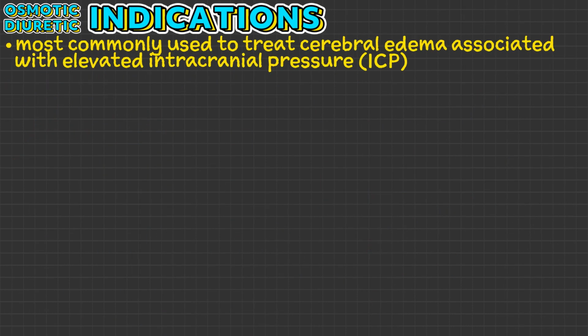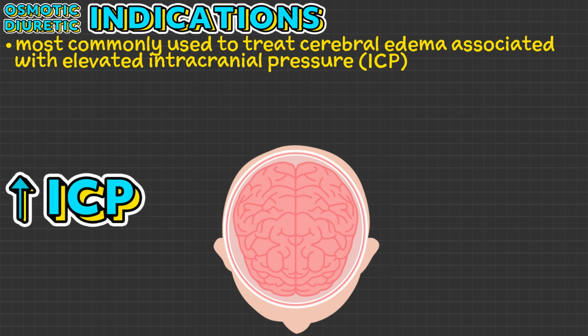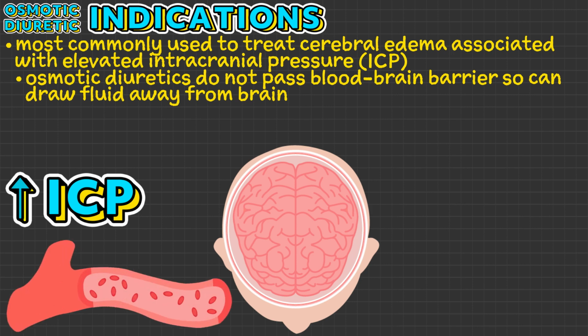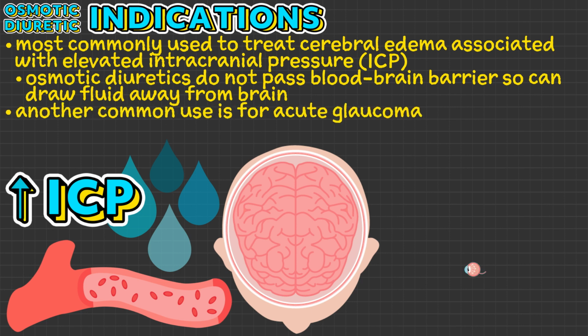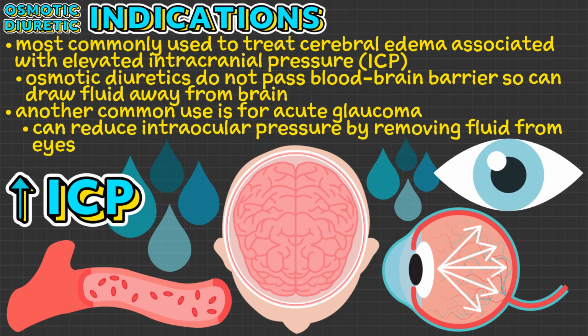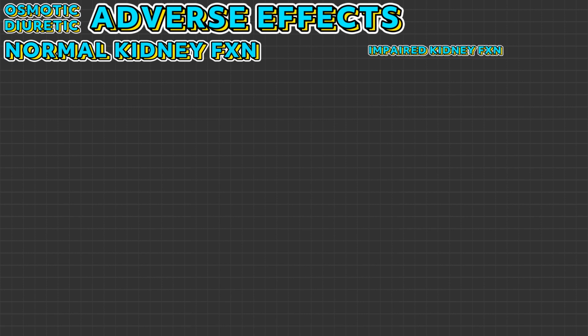Osmotic diuretics are most commonly used to treat cerebral edema associated with elevated intracranial pressure, or ICP. Because osmotic diuretics do not pass the blood-brain barrier, they can draw fluid away from the brain, decreasing edema and thus ICP. Another common use is for acute glaucoma, as they can also reduce intraocular pressure by removing fluid from the eyes. Osmotic diuretics can cause different adverse effects based on whether kidney function is normal or impaired.